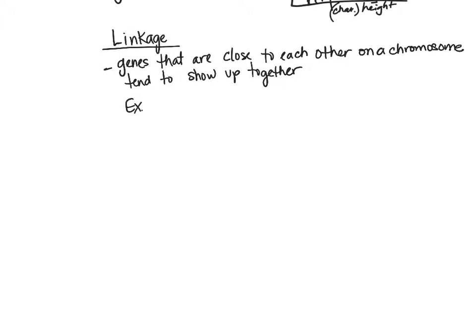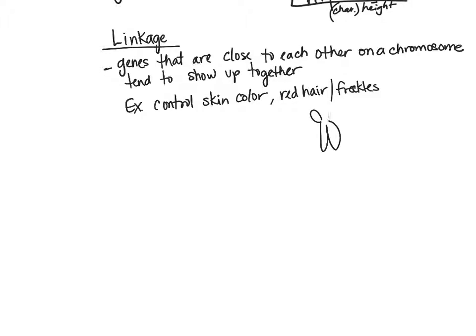So, for example, the genes that control skin color tend to be close to each other, and so those genes tend to show up together. Also, people that have red hair tend to have freckles. And this is because those genes are very close to each other on the chromosome, and so they tend to show up together. So if we look at our chromosome for just a moment, we can take a look at what that means.